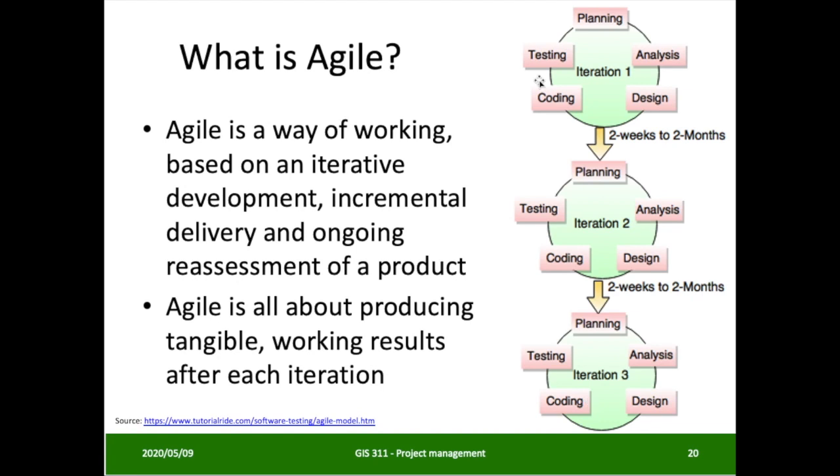But these iterations are all limited between 2 weeks and 2 months. So we decide on a time period, we implement something, and then we actually review, reflect on what we did, and we move on to the next sprint. In this case, it's called a sprint.